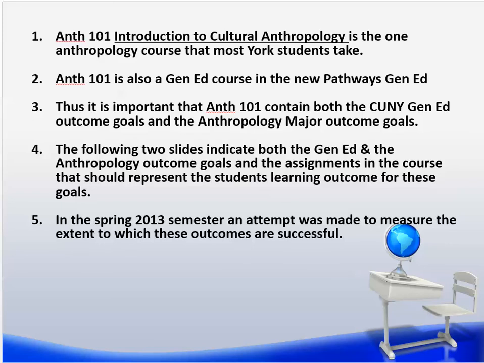The following two slides indicate both the Gen Ed and the anthropology outcome goals and the assignments in the course that should represent the students' learning outcomes for these goals. In the spring 2013 semester, an attempt was made to measure the extent to which these outcomes are successful or not.